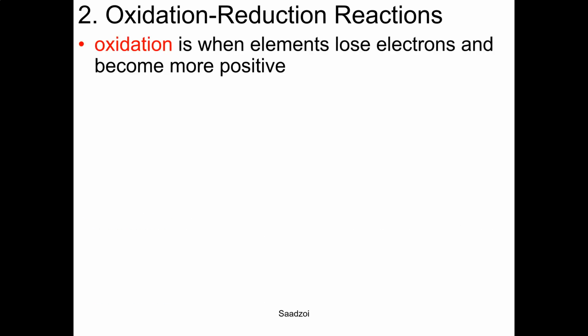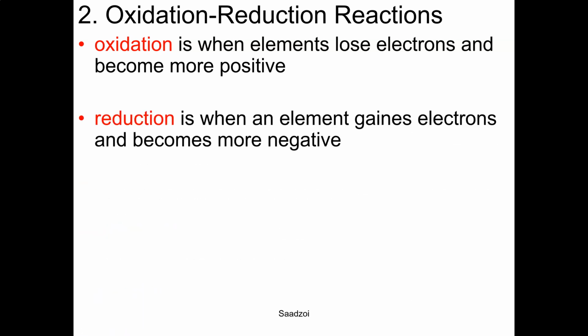Oxidation reduction, where you exchange electrons between two substances. One becomes more positive, one becomes more negative. So oxidation is whenever you lose electrons. Reduction is whenever you gain electrons. Those are your two options.